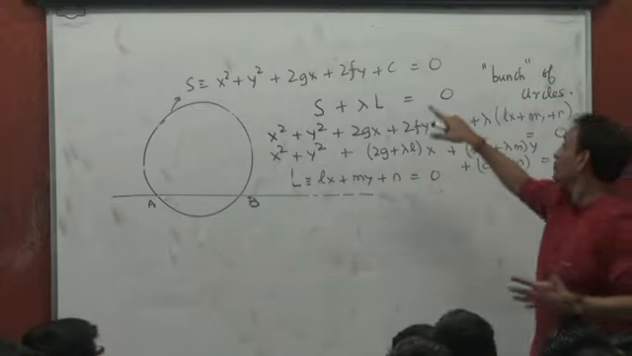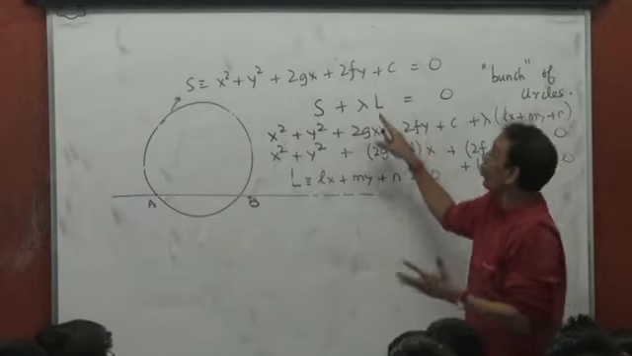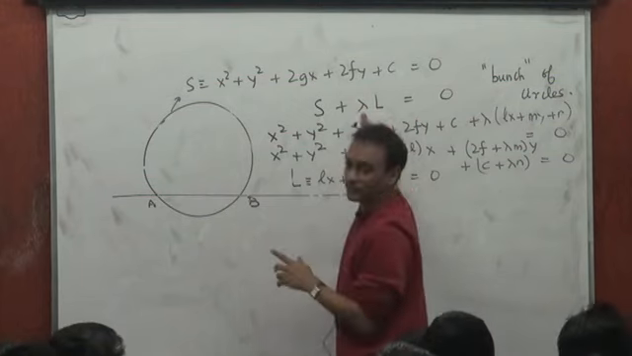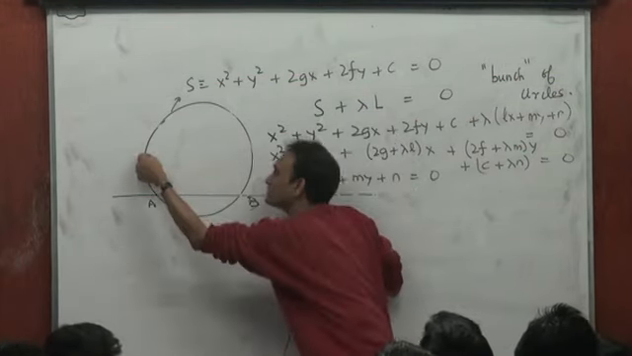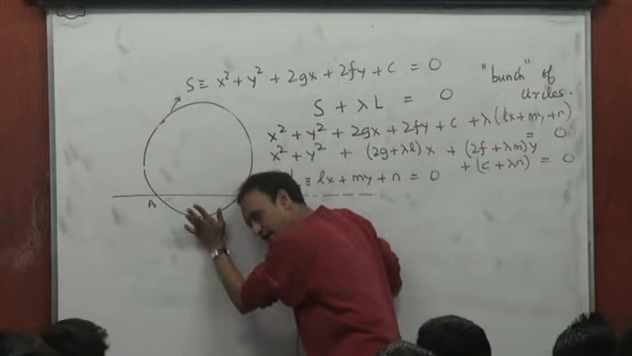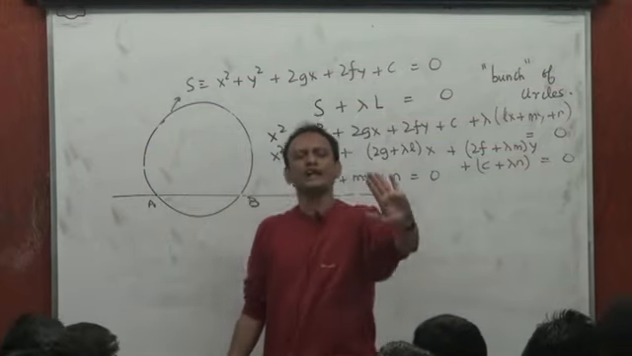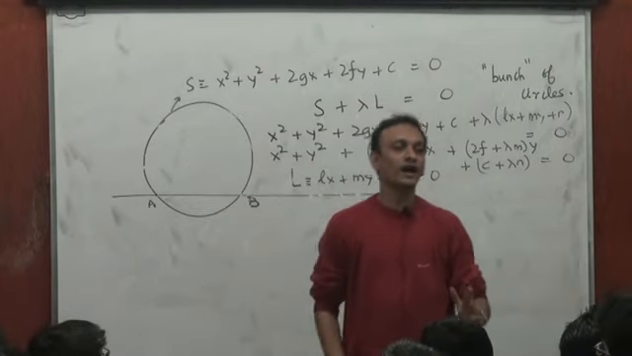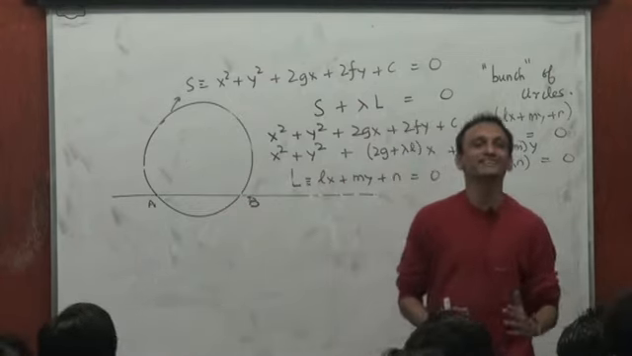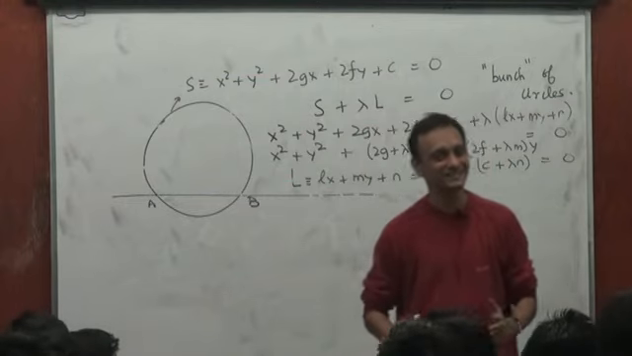For different lambdas, surely this will produce different circles. But all those circles that you can generate out of different lambdas will necessarily pass through these two fixed points, the intersection of this fixed circle with this fixed straight line. You got me this? Day 1 on circles. This should suffice. I assume and I hope you've understood everything that I've said, right?